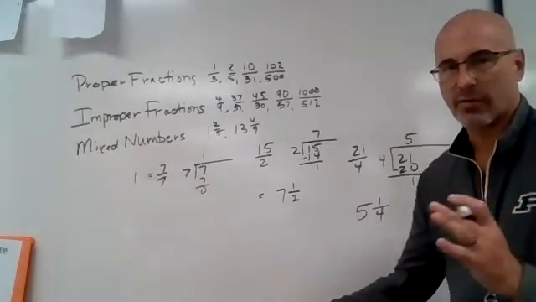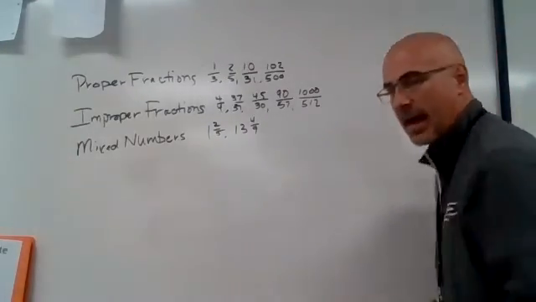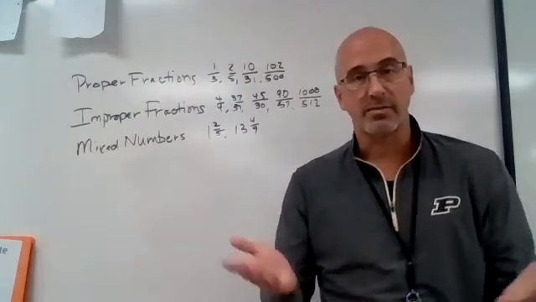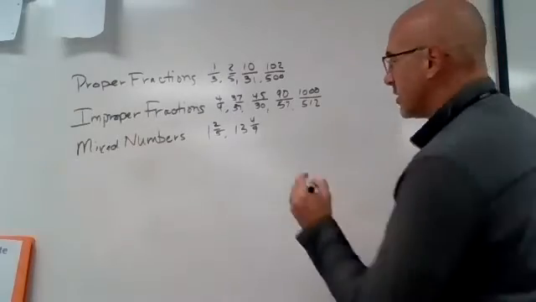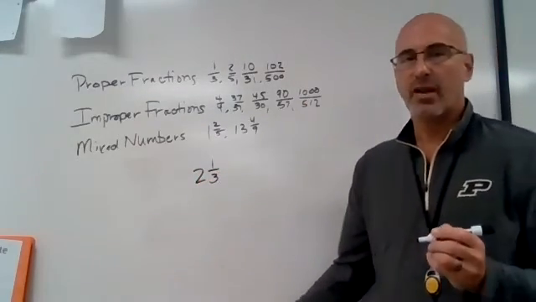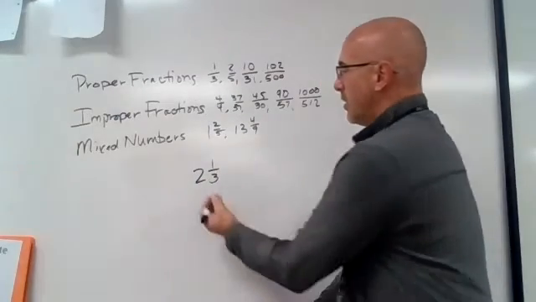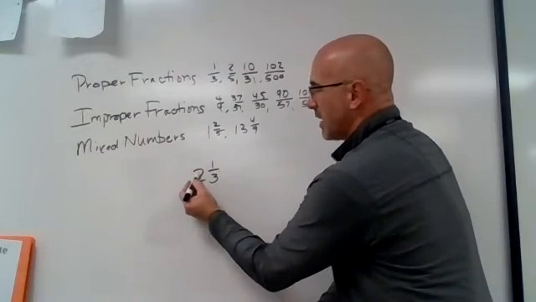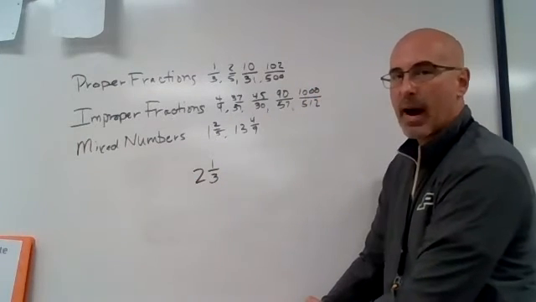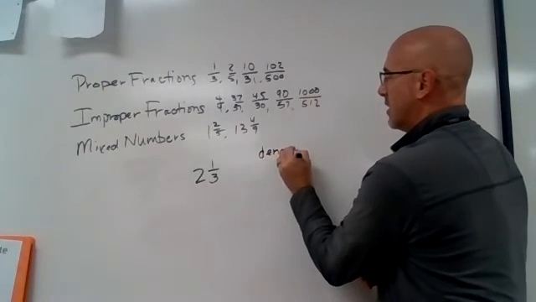Let's go in the reverse order. I'm going to erase this for now. What if we had a mixed number and we want to move it back to an improper fraction? We have to do that sometimes for certain problems. So let's look at the mixed number 2 1/3. We're going to work this thing backwards. So here is the procedure. What we do is we take the denominator and multiply it by the whole number.